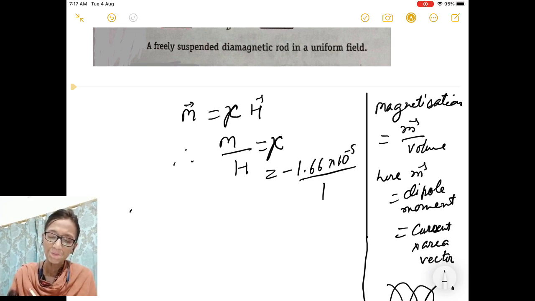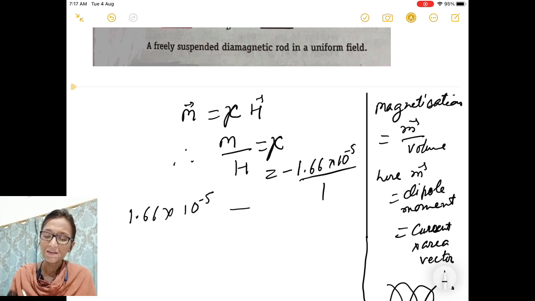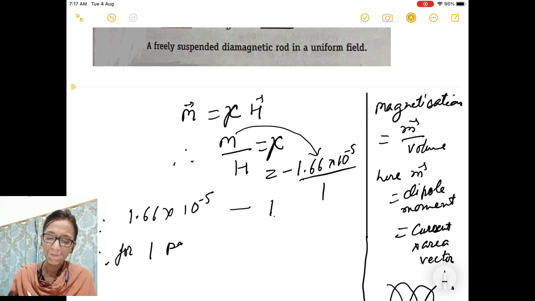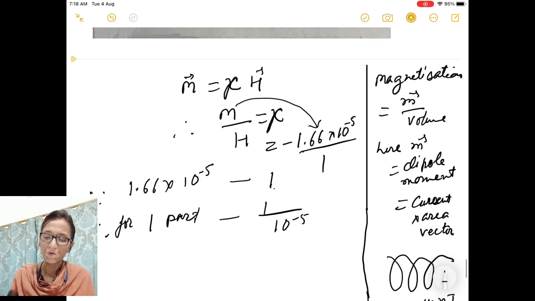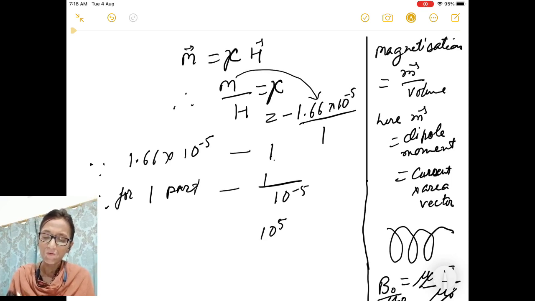Now you can find that, for 1.66 into 10 to the power 5, or better I should take the order only, for this magnetization intensity is 1. Therefore, I have taken this value. For this magnetization intensity is 1. Therefore, for one part, magnetization can be of order, I am writing only order, not whole value. Therefore, it comes equal to 10 to the power 5.